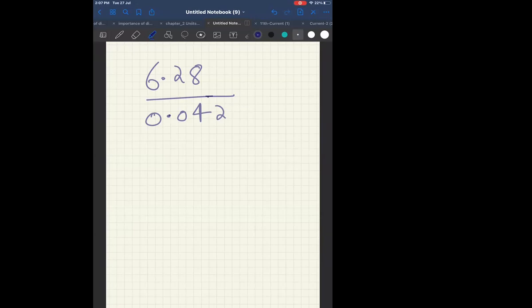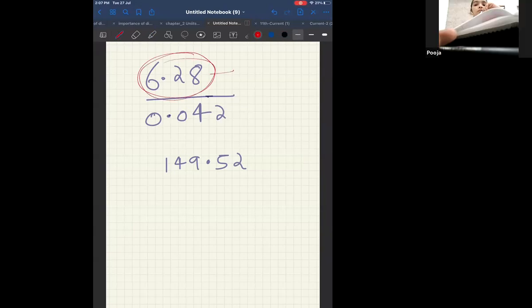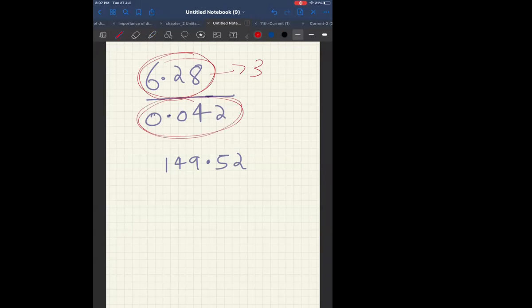Okay. Now if I divide it, tell me what answer will I get? I get the answer 149.52. Correct? Almost. Now my answer should be in how many significant figures? First, let me see. So look at this. How many significant figures does this have? 3. How many significant figures does this have?